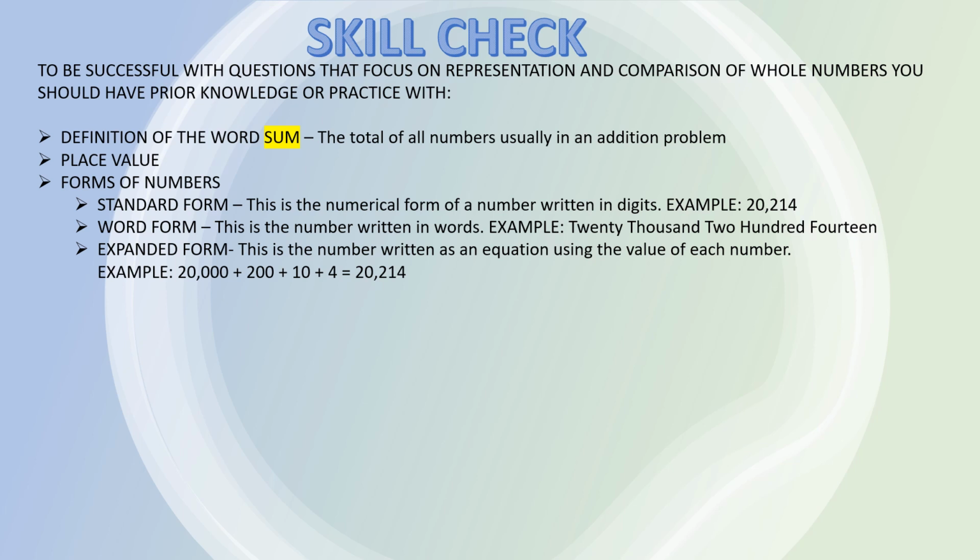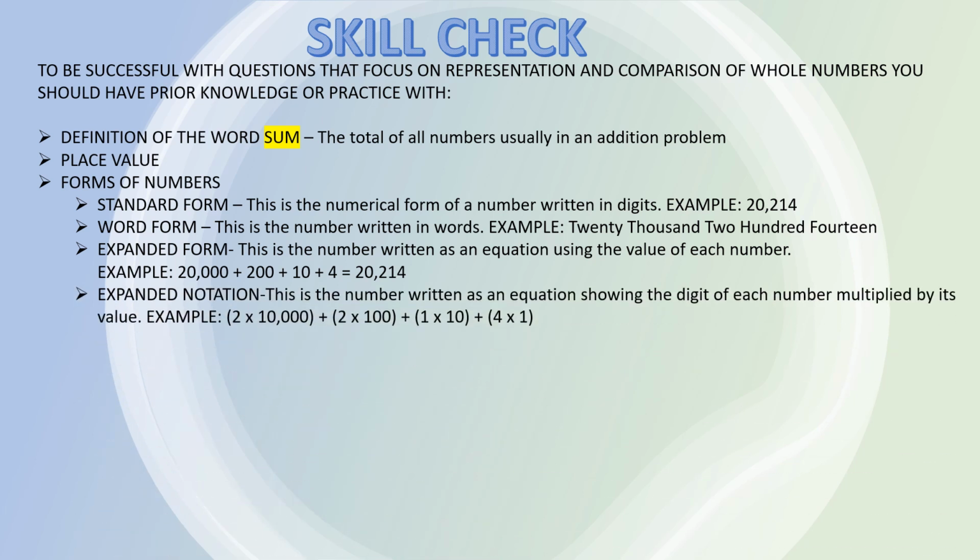Next is expanded form. That is when the number is written as an equation using the value of each number. For example, the number 20,214, if it's written in expanded form, it's 20,000 plus 200 plus 10 plus 4. The final form is expanded notation. That's when the number is written as an equation showing the digit of each number multiplied by its place value.